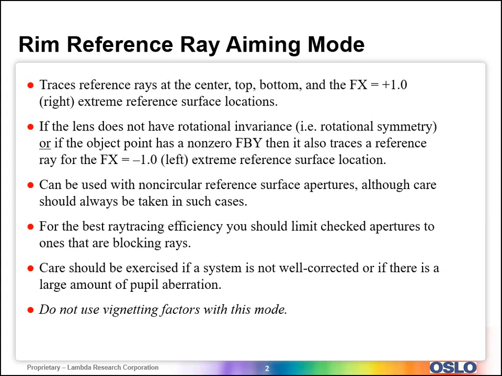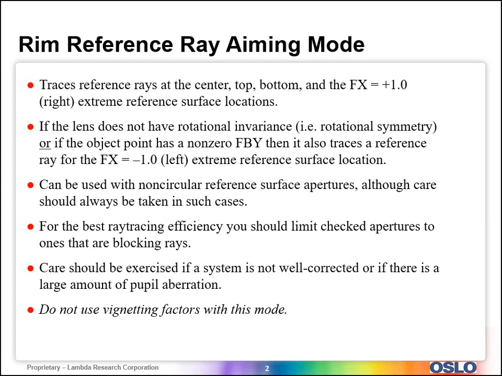If you do have a system that does not have rotational invariance, in other words, it does not have rotational symmetry, it also will trace the FX minus 1.0 or left extreme reference surface location. When it has that type of symmetry, if you know the plus 1.0, you know the minus 1.0 automatically. So it will trace essentially the edges to give you an idea of the extremes of the pupil, instead of just tracing a reference ray in the center like the central reference ray aiming mode.